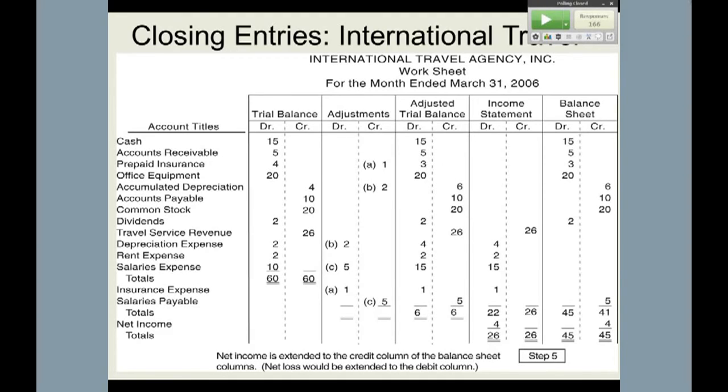The first thing we need to do is to close revenues to income summary. Then we close these expenses to income summary. The net income for the period is 4. That should be the balance of the income summary account. That gets closed to retained earnings, and then we're going to close out the dividends. So let's see how this would work.